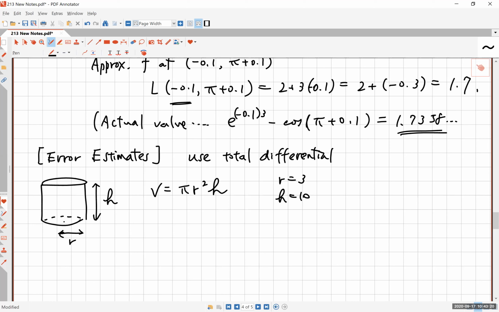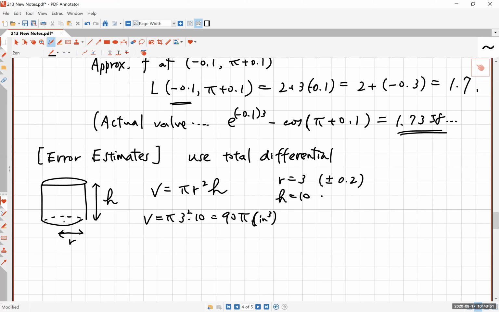Ooh, that's not a calculus problem. That's an arithmetic problem, maybe a geometry problem, right? Because really, what is this? V is equal to pi times 3 squared times 10. That's 90 pi, right? What's the problem? And by the way, this is in cubic inches, right? No problem here. Well, that's great in an ideal world. But let's say, I thought this was 3 inches, but it could be off by 0.2 inches.